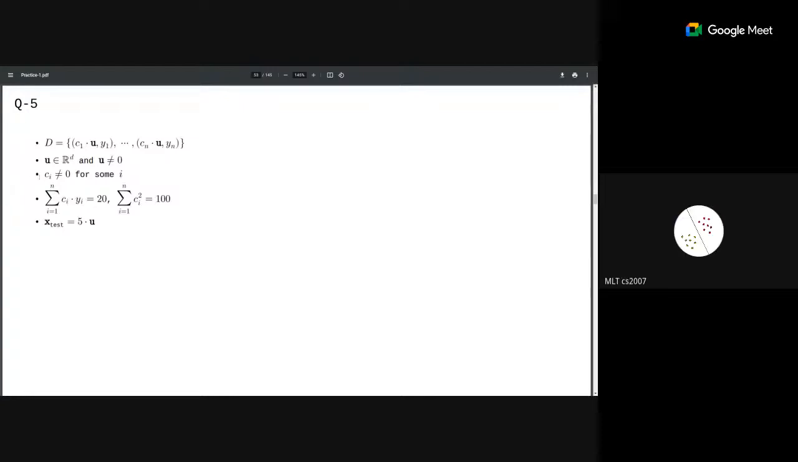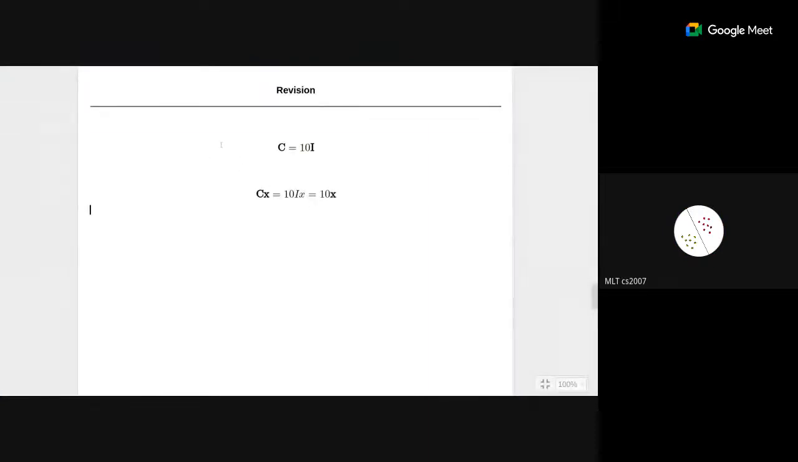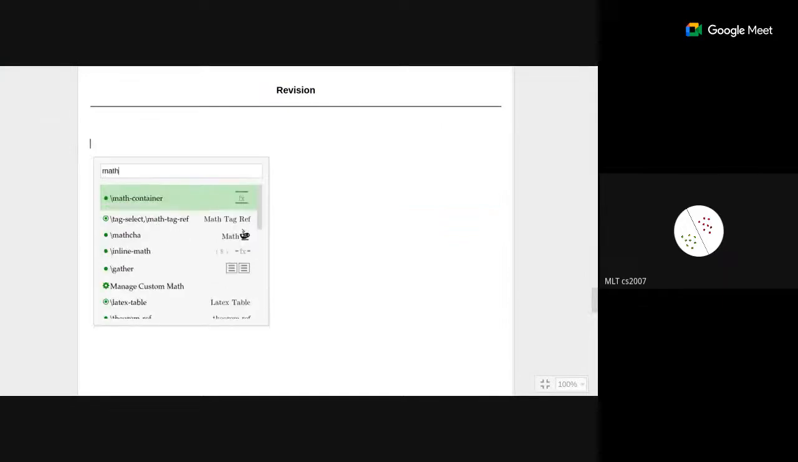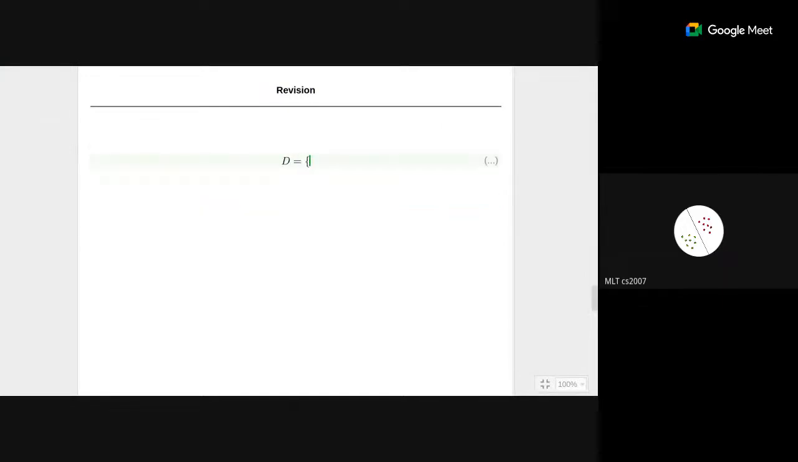Okay, so you have a data set, and let me share this tab. So the data set is like this. Typically, how does a regression data set look like? It will be x1, y1, dot dot, xn, yn, right? This is how a regression data set will look like.